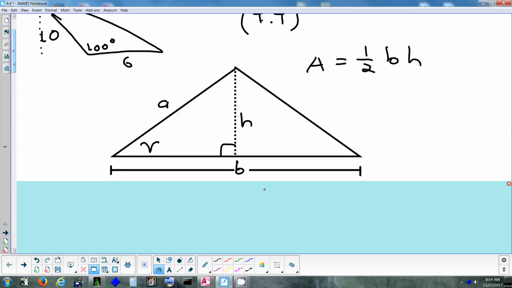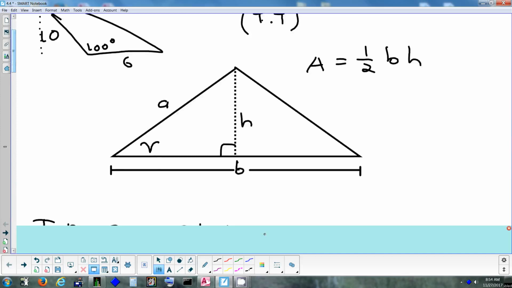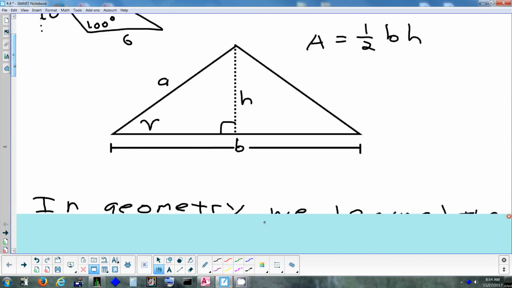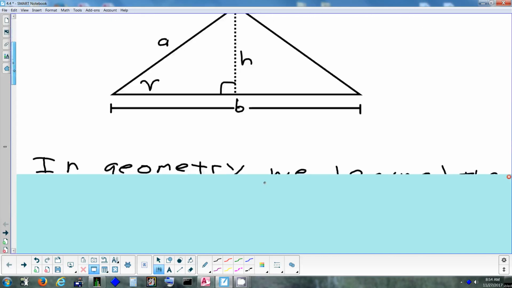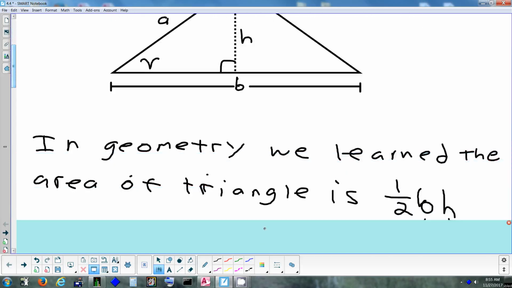Hey, any questions on that formula? 1/2 base times height. All right, so in my triangle, B represents the base. The dotted line that's perpendicular to the base is the height. And I've labeled two other things, A and gamma. Okay, so I'll come back to that diagram. We're going to use that to figure something out.